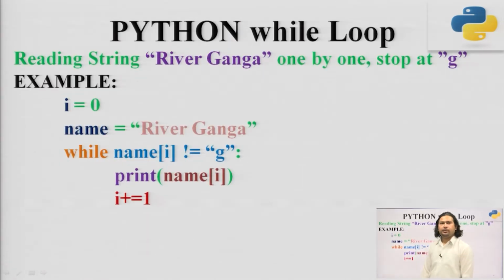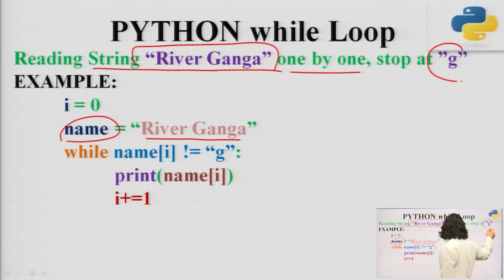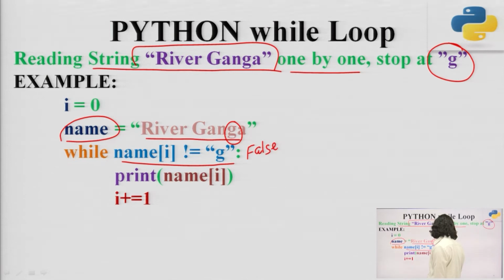Now, look at some examples related to the while loop. Let us look at the string data type. Here we are dealing with the string, that is River Ganga. So, we have created a variable named river Ganga, and right now what we are doing is reading it one by one and making a condition where we want to stop at G. In this River Ganga, here you can see this is the G. That means we are going to run this while loop until this condition is false or unsatisfied.